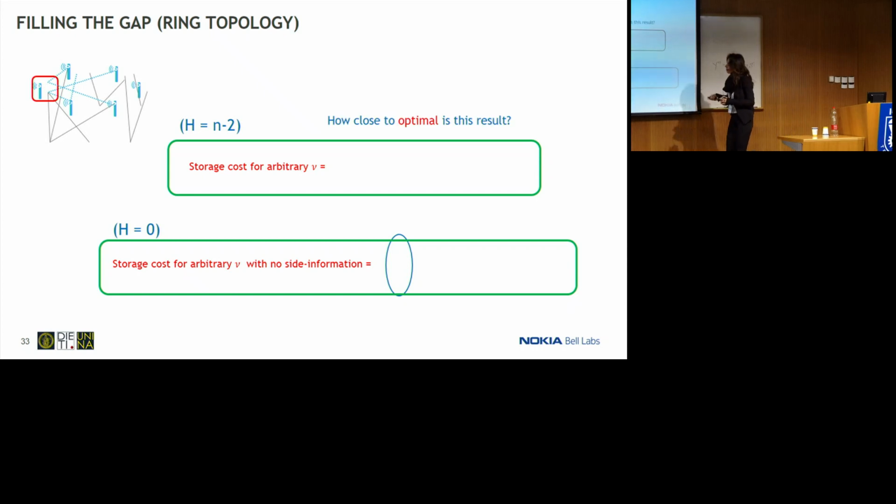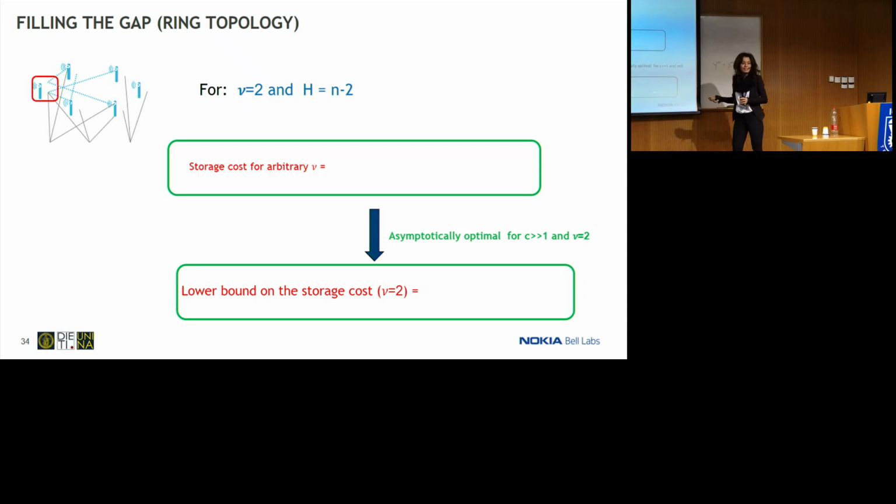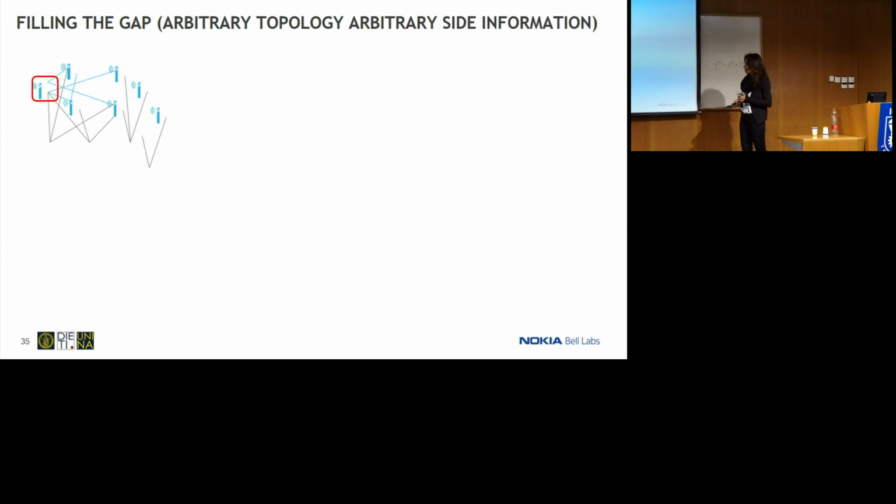Okay, but now, is this result close to optimal? Well, yes. We have derived a lower bound that hopefully you will see in the paper, where you can prove that when C goes large, the storage cost of the achievable scheme that we have derived is actually asymptotically optimal.